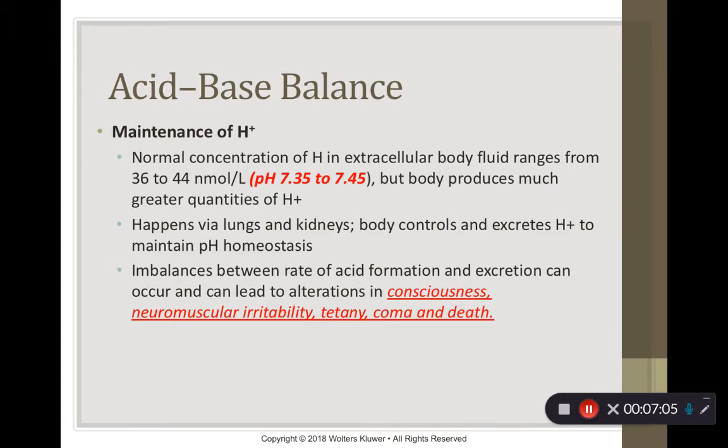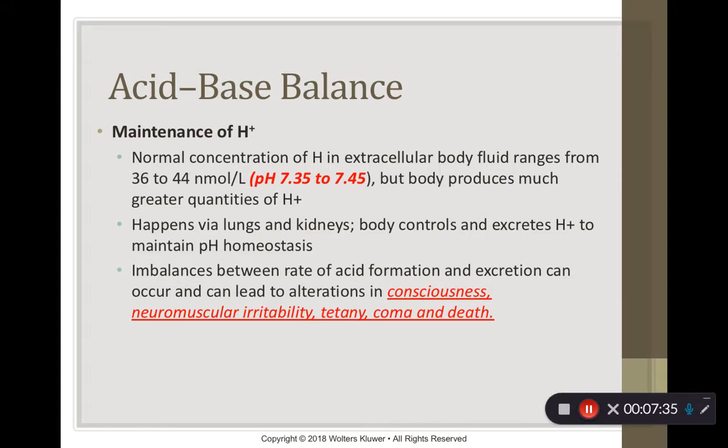But the body produces much greater quantities of hydrogen. So this maintenance of pH happens through the action of the lungs and the kidneys. So the lungs and the kidneys are going to regulate hydrogen concentrations in the body. So the body controls and excretes hydrogen to maintain regular pH levels, okay?